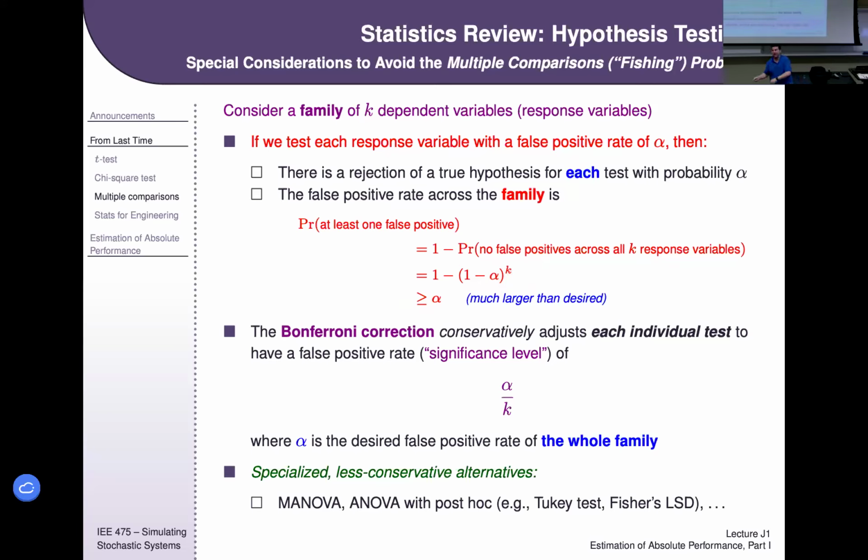And that goes on and on and on. So that 1 minus that eventually becomes much, much larger than alpha. So that's the problem with phishing. That's the problem with multiple comparisons. So how do we deal with that?